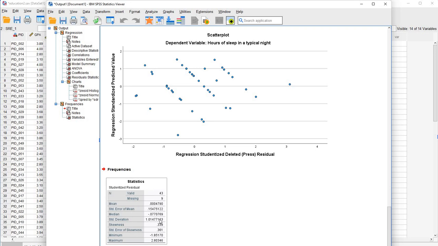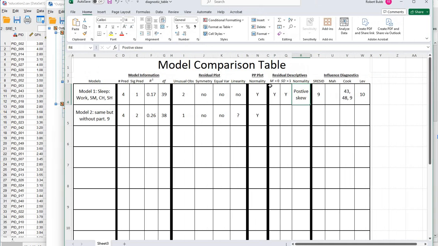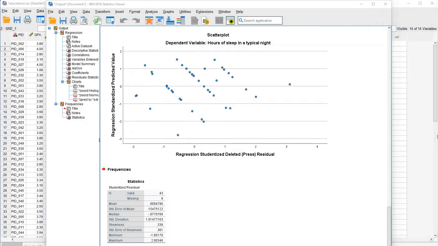All right, and so it's down here at the bottom, and again, what we are looking for when it comes to our diagnostics is that we want to check to see if the mean equals 0, standard deviation equals 1, right? And then we'll check the normality when it comes to the skewness statistics. So that's really kind of our goal here.